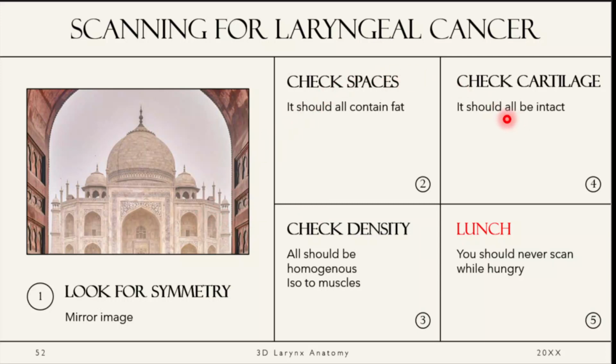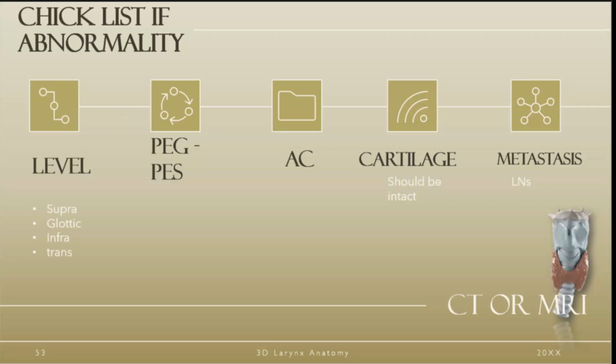And we check for cartilage, and if we find abnormality, you have to determine which level it is and which extension of it. So if you find abnormality, what do we do? We first check its level. We need to know which level we are in. Are we in the glottic space, subglottic, or supraglottic?